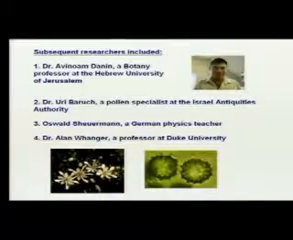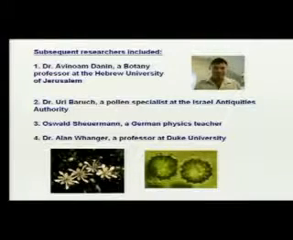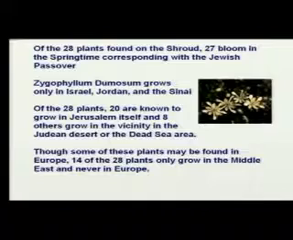There's been some subsequent research, these researchers include Dr. Danin, a botany professor at Hebrew University of Jerusalem, Dr. Baruch, a pollen specialist at the Israel Antiquities Authority, Oswald Schurman, and Dr. Alan Wanger. And of the 28 plants found on the shroud, 27 bloom in the springtime, corresponding with the Jewish Passover. Zygophyllum dumosum grows only in Israel, Jordan, and the Sinai. And of the 28 plants, 20 are known to grow in Jerusalem itself, and 8 others grow in the vicinity in the Judean desert or the Dead Sea area.